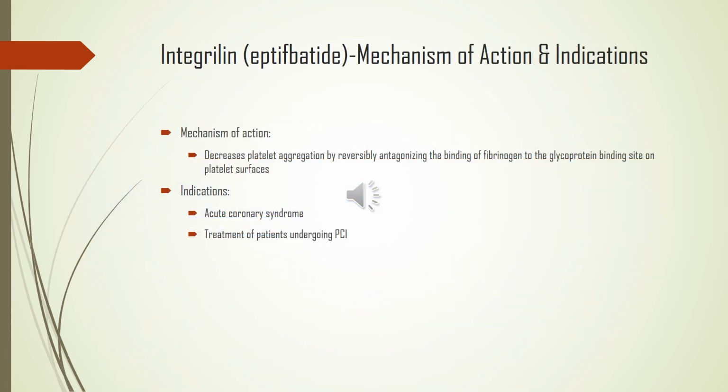The mechanism of action is it's an antiplatelet. It is meant to decrease platelet aggregation by reversibly antagonizing the binding of fibrinogen to the glycoprotein binding site on the platelet surface. Basically, it goes after the glycoproteins on the platelet surface, and it prevents the platelets from gathering together. It is given in acute coronary syndrome and for treatment of patients undergoing PCI.